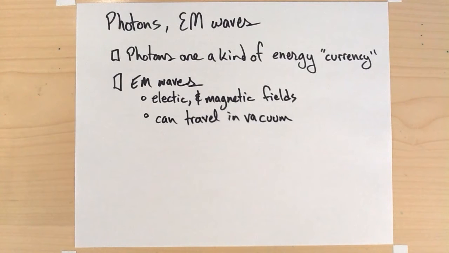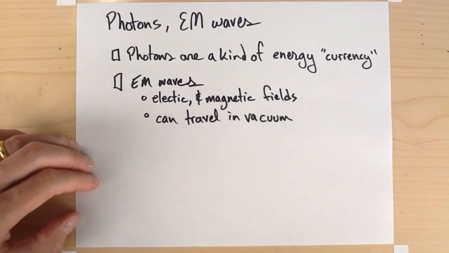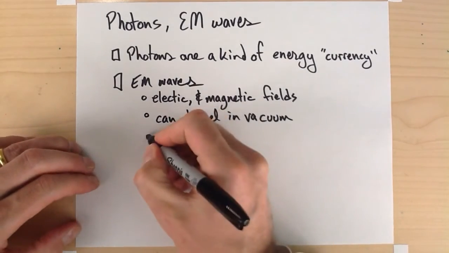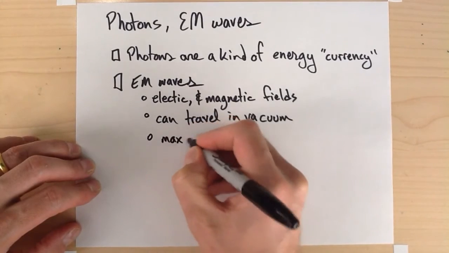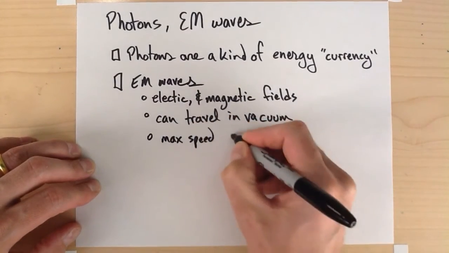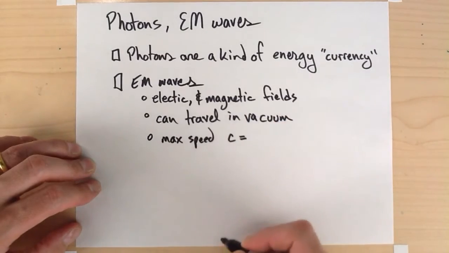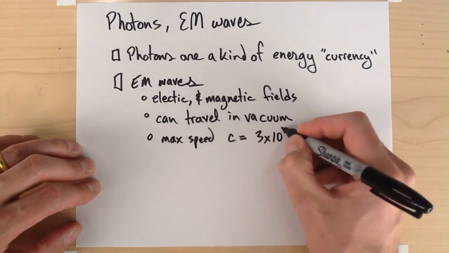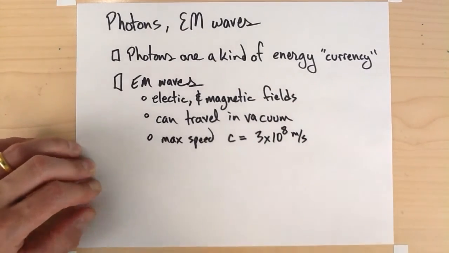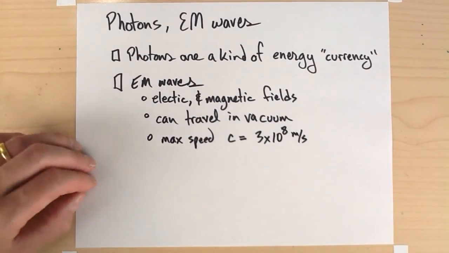If you think about it, a sound wave has to travel in a medium like air, and an ocean wave has to travel in a fluid, and so EM waves can travel in a vacuum. Keep that in mind, as well as in other media. EM waves have a maximum speed, which is often given the variable c, as you probably know, and we can say that this is 3 × 10⁸ meters per second, or there's various other ways to express that in different units.